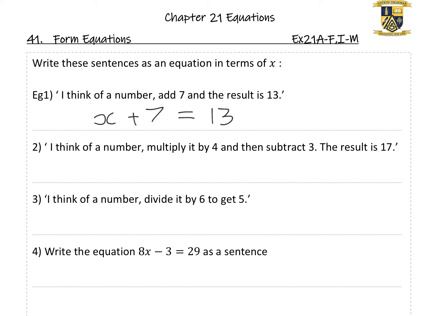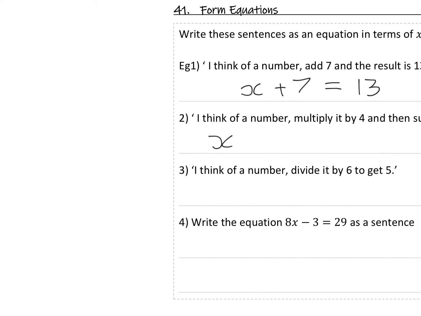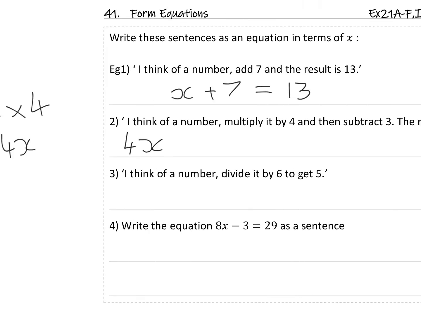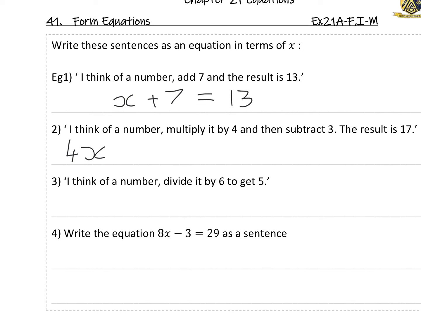Number 2, I think of a number, I multiply it by 4. Now we could write down x multiplied by 4. But if you multiply x by 4, the shorter way to write that is 4x. So I think of a number, x, I multiply it by 4, I've now got 4x, and then subtract 3, so minus 3. The result is, so equals, and then 17.